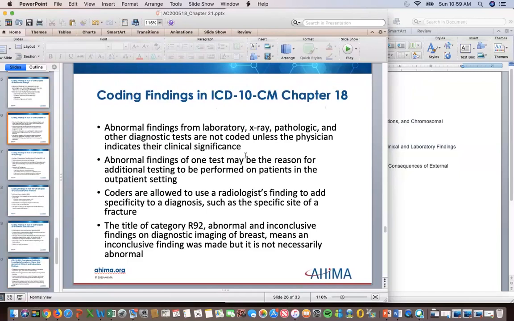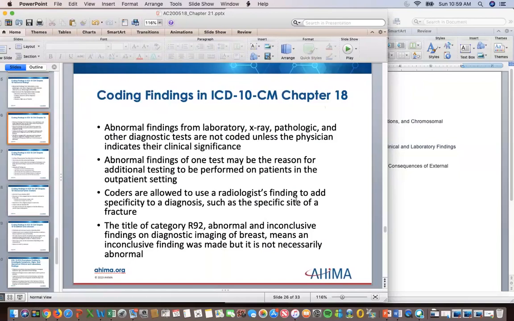Coders are allowed to use the radiology's finding to add specificity to the diagnosis. So again, you may have a certain type of pneumonia, right, left lobe, etc. Then you'll be able to pick those. You go to your chest X-ray lab and be more specific with that code.